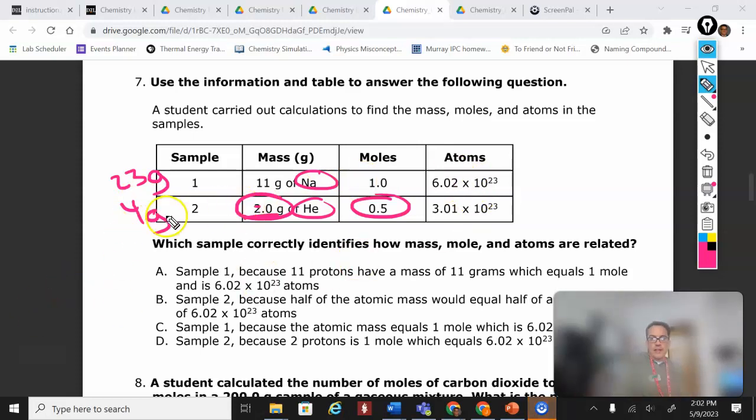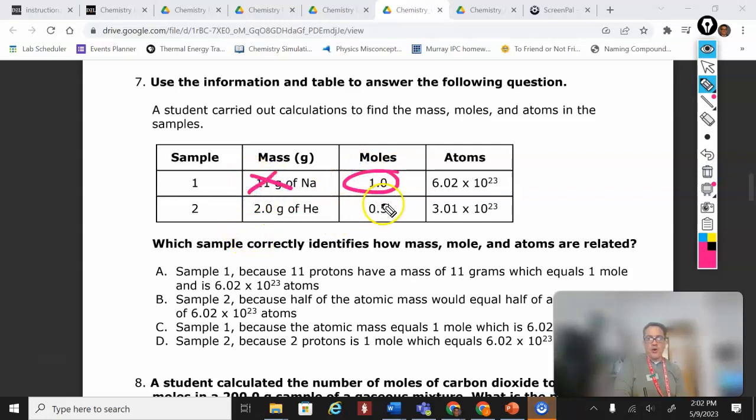And so some of the information in sample 1 is not really correct, because 1 mole of sodium would not weigh 12 grams. 1 mole of helium would be 4 grams, so a half mole of helium would be 2 grams. Also, a half mole would be half of Avogadro's number. This is all of Avogadro's number. So that's actually correct. That's the right number between moles and atoms, but so is this. So half of a mole would be half the number of atoms up there. So everything about number 2 is correct.